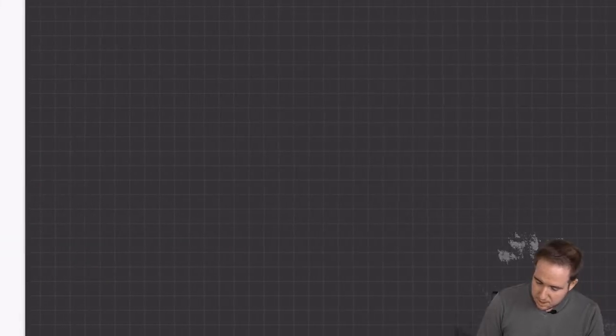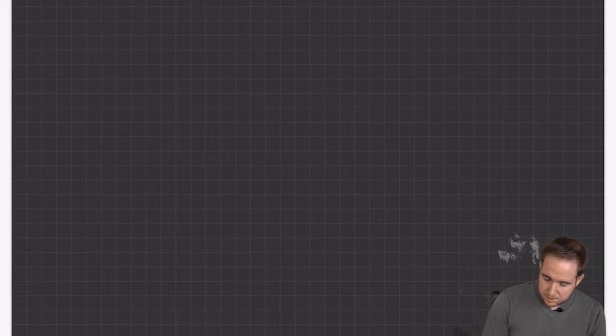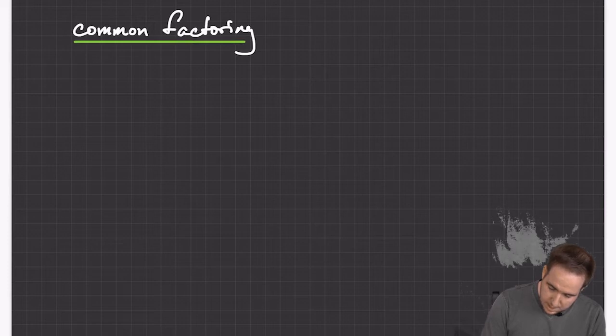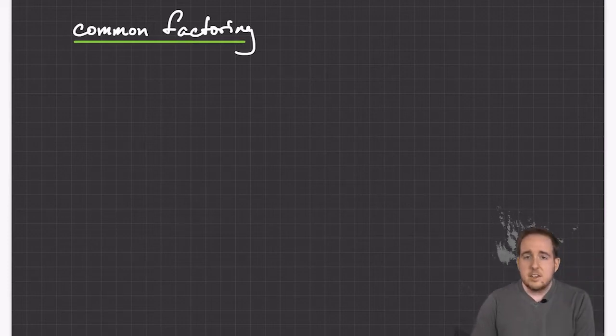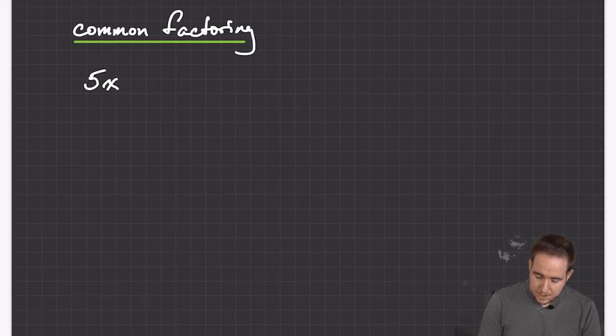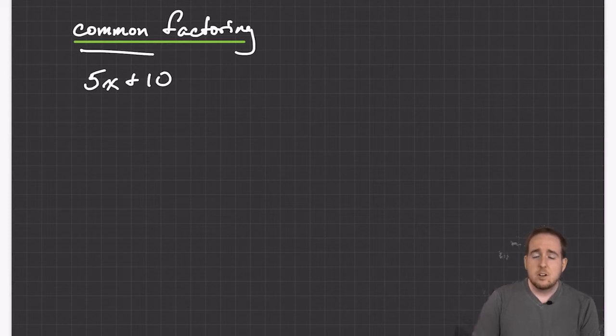This is the first kind, which is called common factoring. And you are going to find that the easiest way to understand this, the way it's going to make the most sense, is just to see lots and lots of examples to get the hang of it. So how about 5x plus 10? And it is called common factoring, so you want to look at what these things have in common.